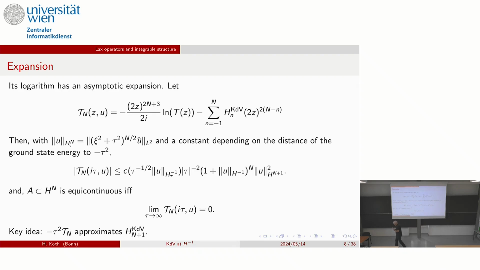One of the things which you can prove is that we are going to be interested in equicontinuous sets, which means that the translations on the Sobolev space are uniformly continuous. An equivalent characterization of that is that this normalized partial sum tends to 0 as tau tends to infinity. So that gives good analytic properties.